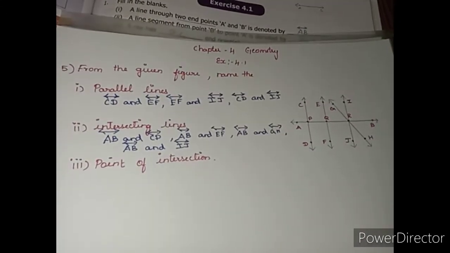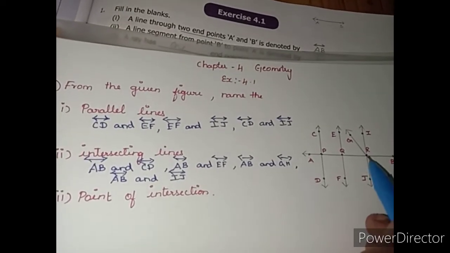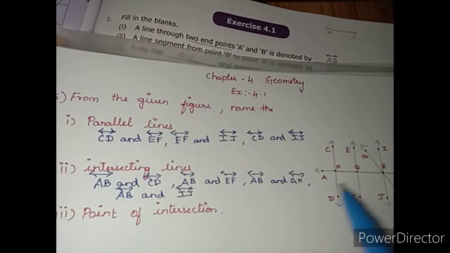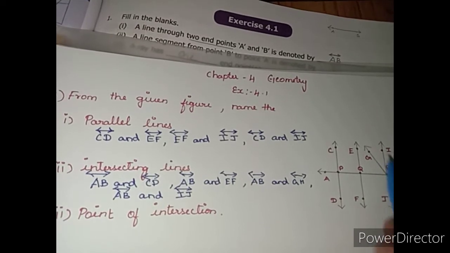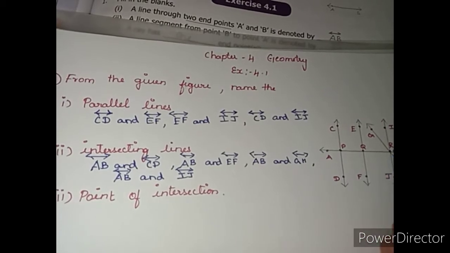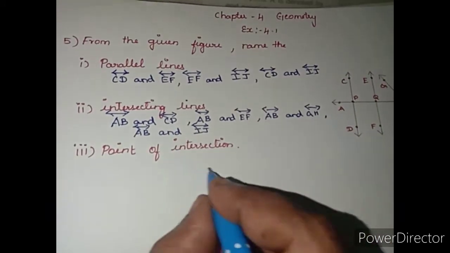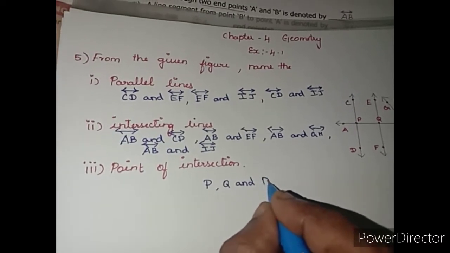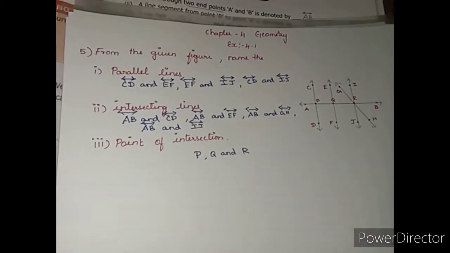Next is point of intersection. Point of intersection is nothing but the meeting point. Okay, see this line, that is intersecting lines. So AB is intersecting with CD, EF, GH and IJ, right? So where it is meeting, the point of intersection, where these two lines are connecting. So P, Q and R. So the points of intersection are P, Q and R. We'll go with the next question.